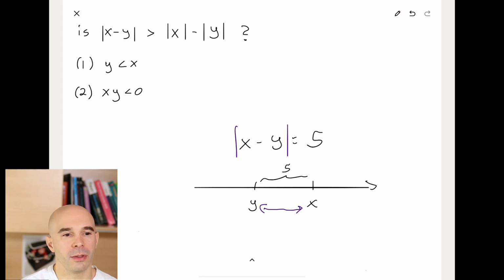But I have no idea where I am on the number line, and I'm okay with that. So there's a lot that we don't know here, but what we do know, the only thing we know, is that the distance between x and y is 5. That's the only thing you know. That's the only thing we know.